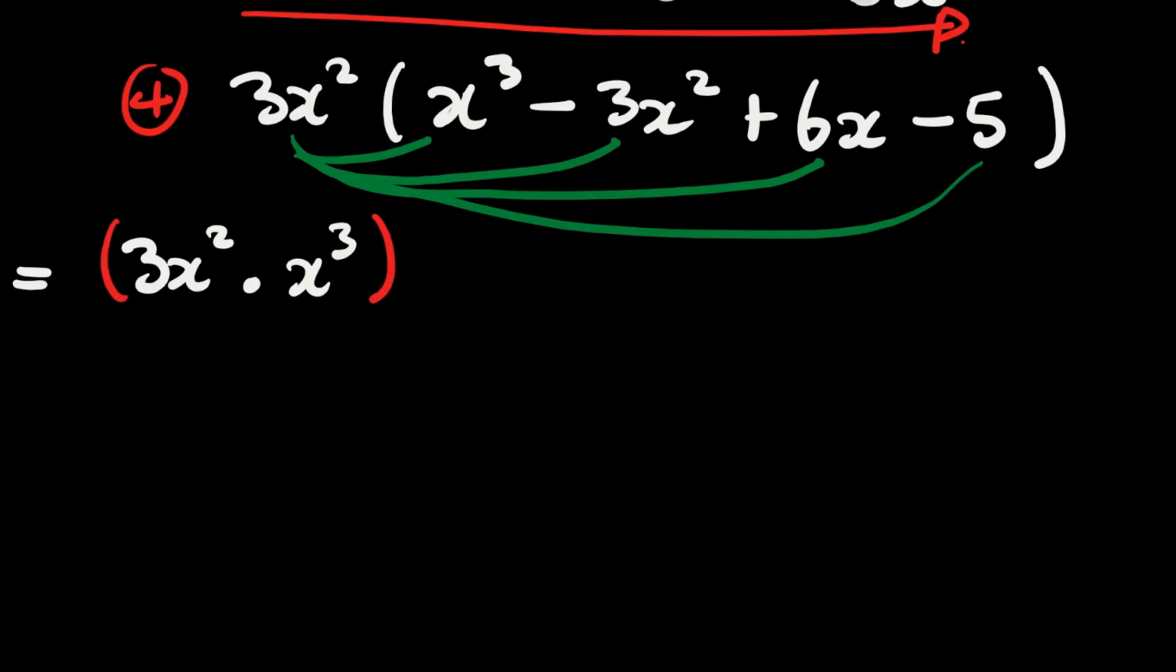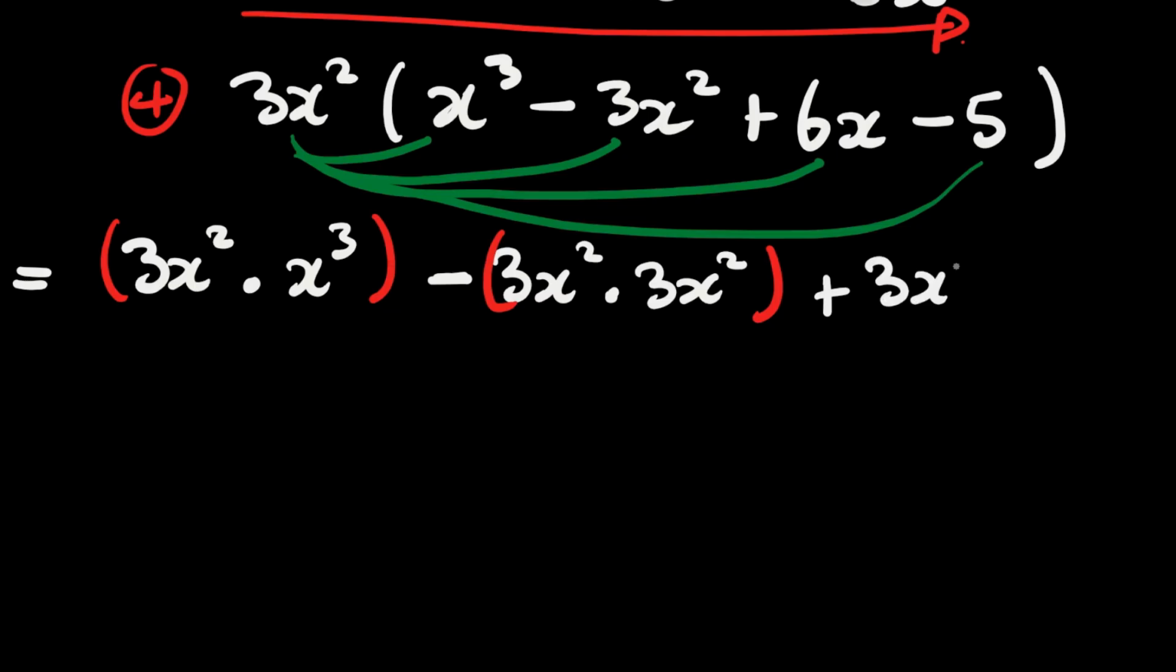Inside the bracket, minus 3x to the power 2 multiplied by 3x to the power 2. These are in their own bracket as well. Plus 3x to the power 2 multiplied by 6x. These are in their own bracket as well.